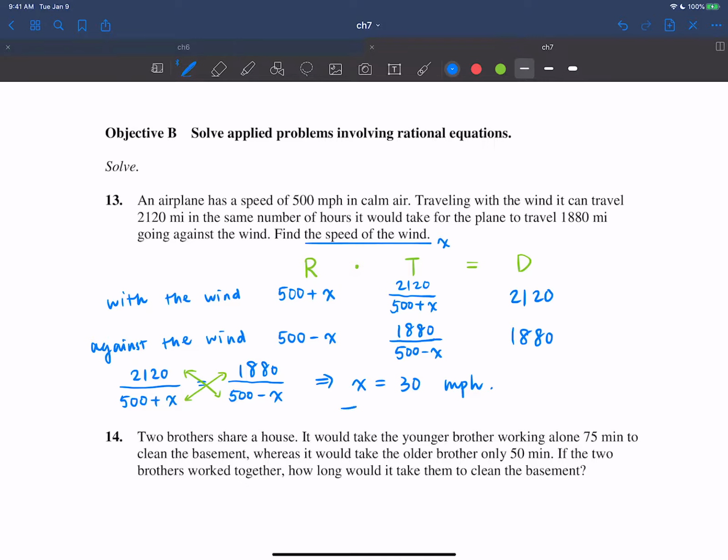So you just write the speed of the wind is 30 mph.